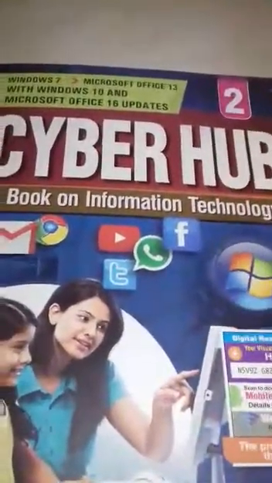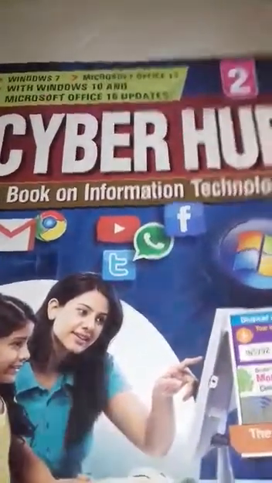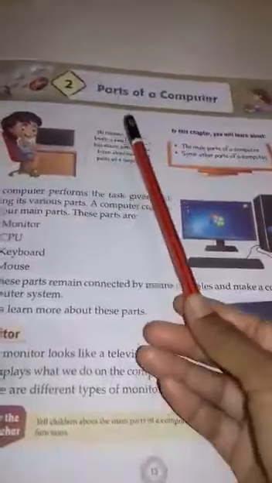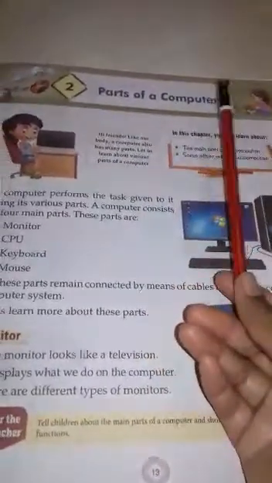This is your computer book of standard 2. So open your book, children. Today we will start our lesson 2. It's about parts of a computer.